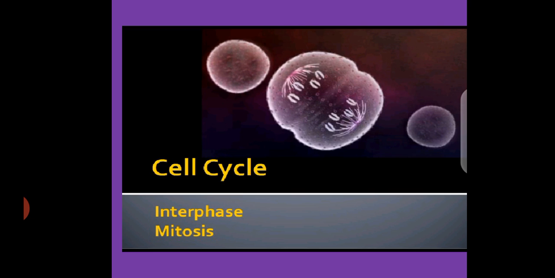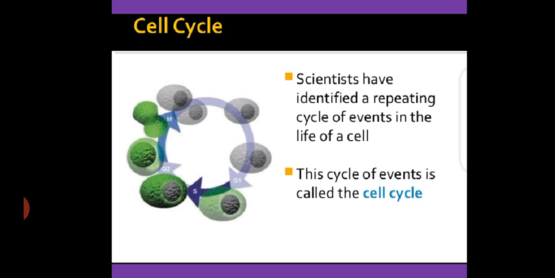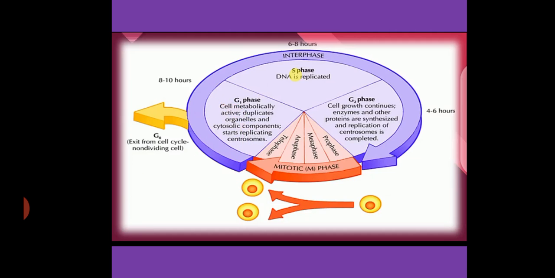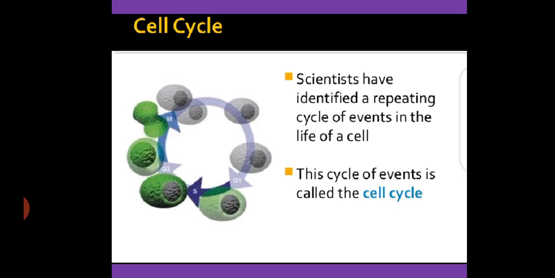Okay students, so before going to start our video, here is the definition of cell cycle. As we already know, the cell cycle is a series of events from the time a cell is produced until it completes mitosis and produces new cells. Scientists have identified a repeating cycle of events in the life of a cell. This cycle of events is called the cell cycle.